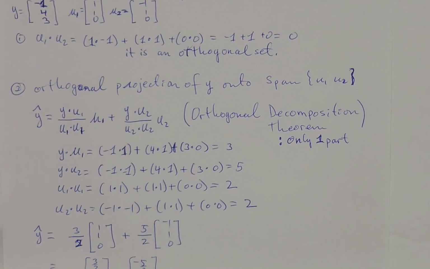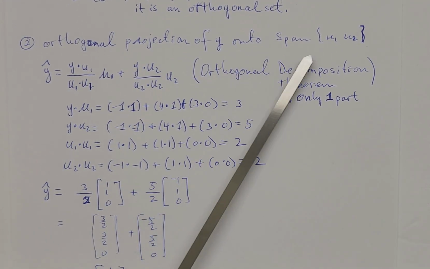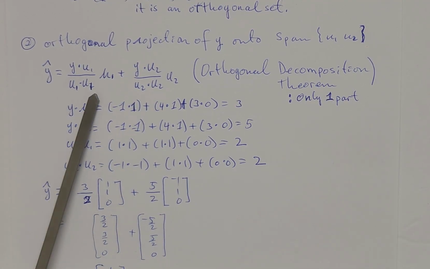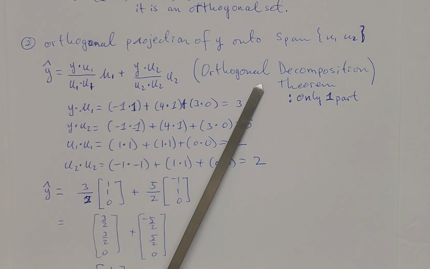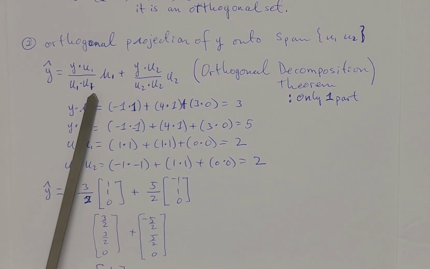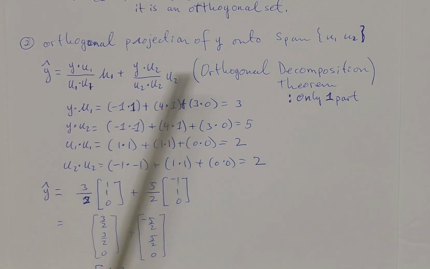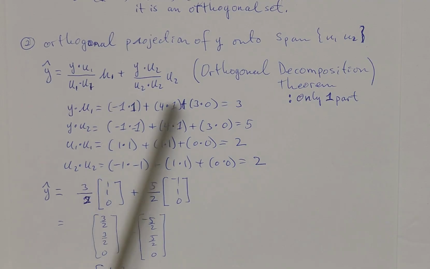Next, we're going to do orthogonal projections of Y onto span U1 and U2. This is the formula, and this is called orthogonal decomposition. This theorem has two parts. For now, we're only going to do this first part. There is a second part to this theorem.